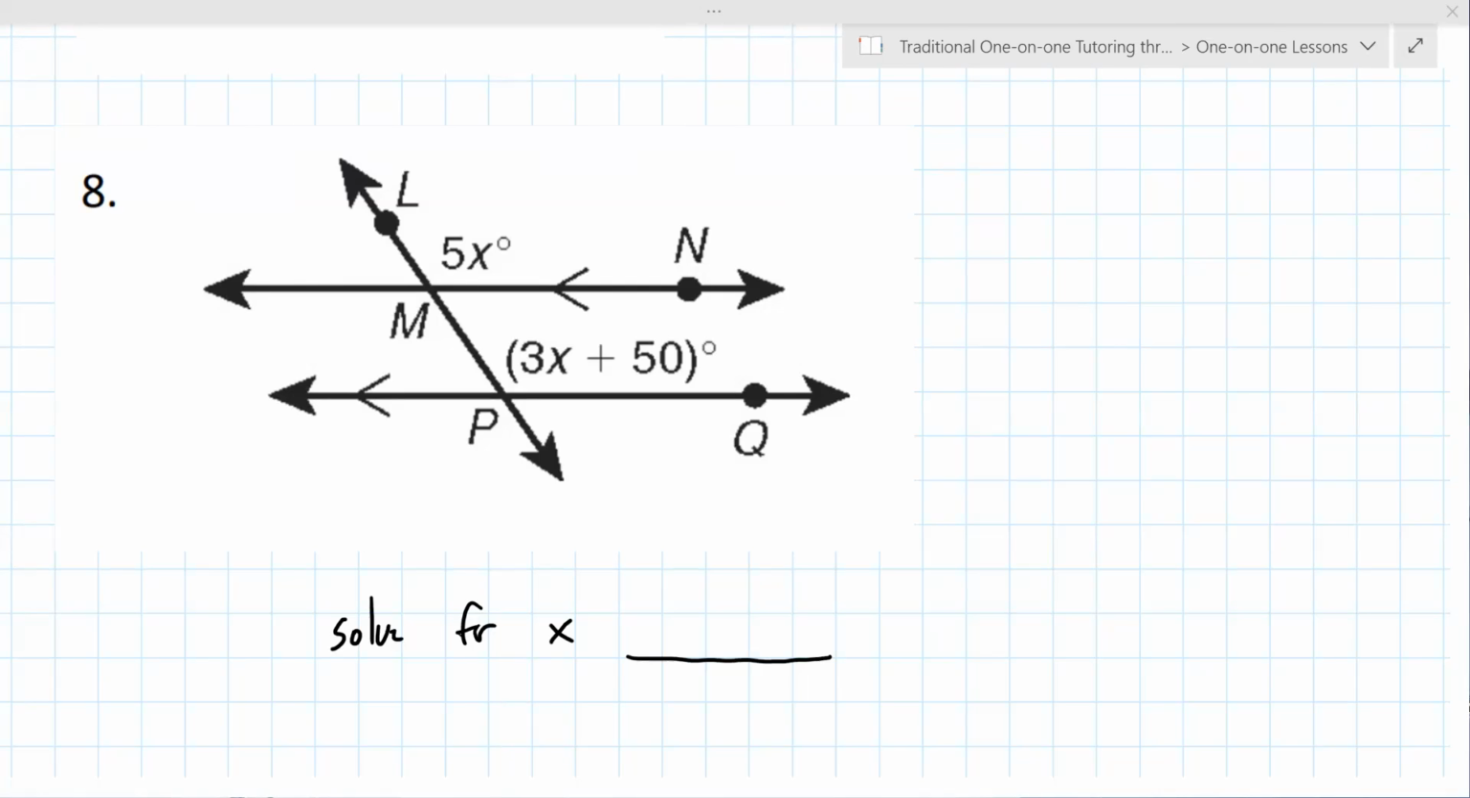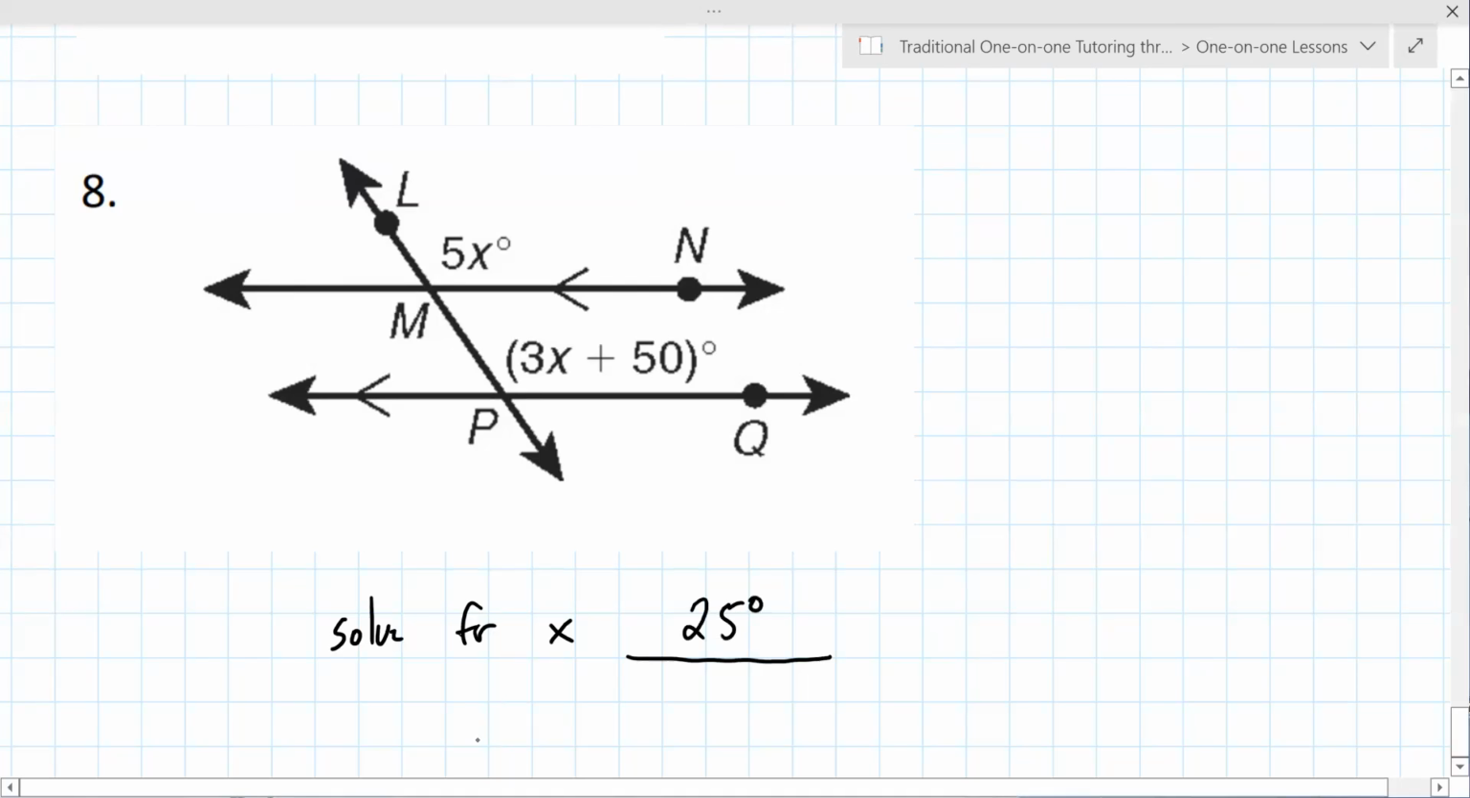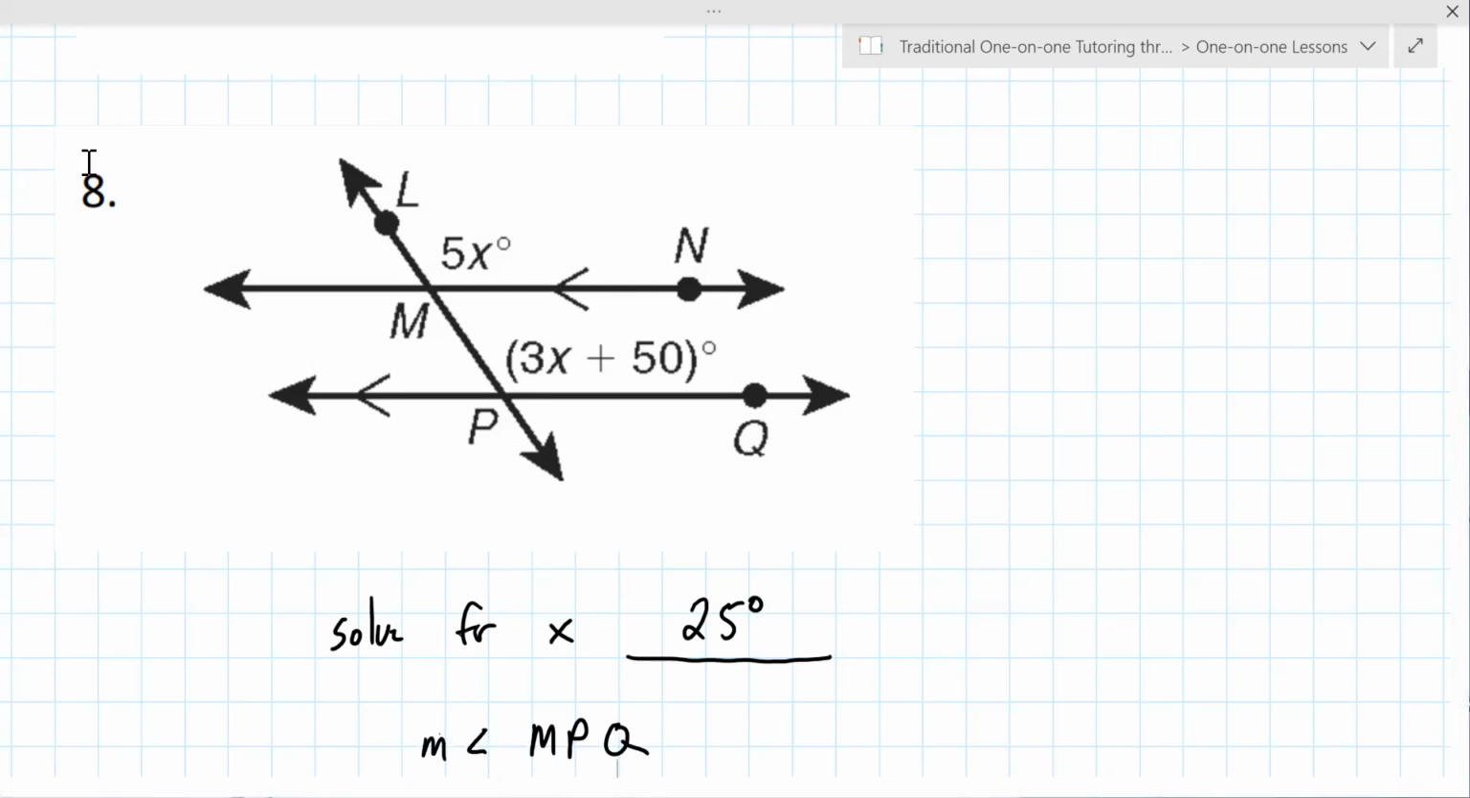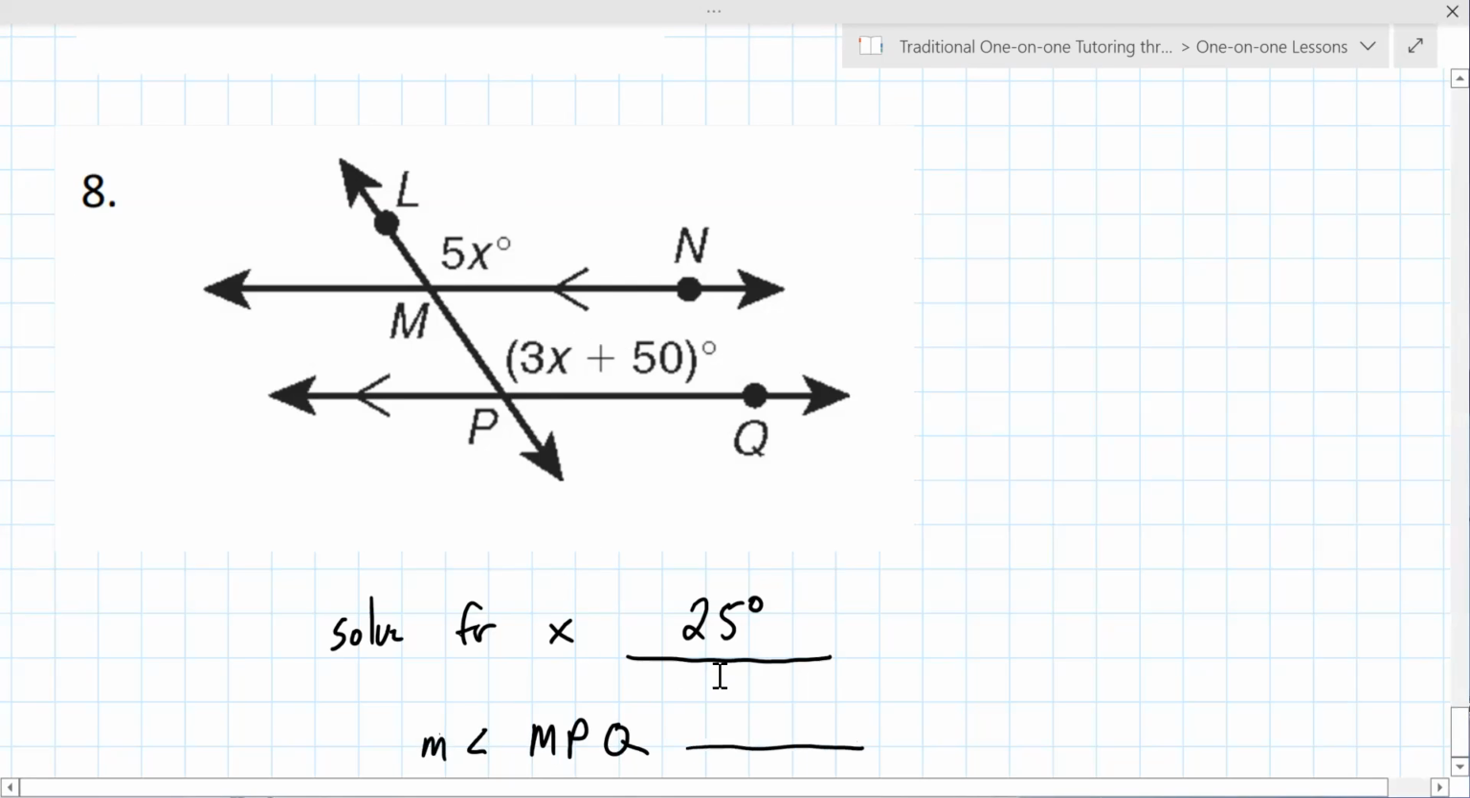25? Yes, the answer is x is 25 degrees. Very good. Now the question actually wants you to find the measure of angle MPQ. Okay, is it clear which one that is? Is it the 5x or is it the 3x plus 50? Okay, so I want you to put that 25 back into that equation and give me the answer there, please.